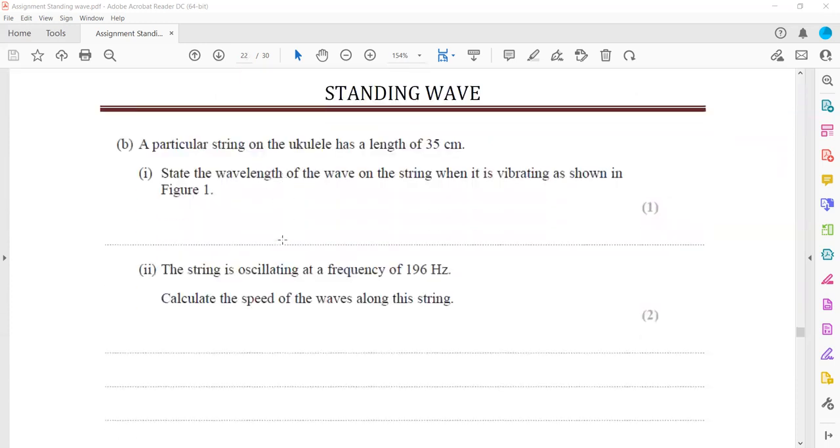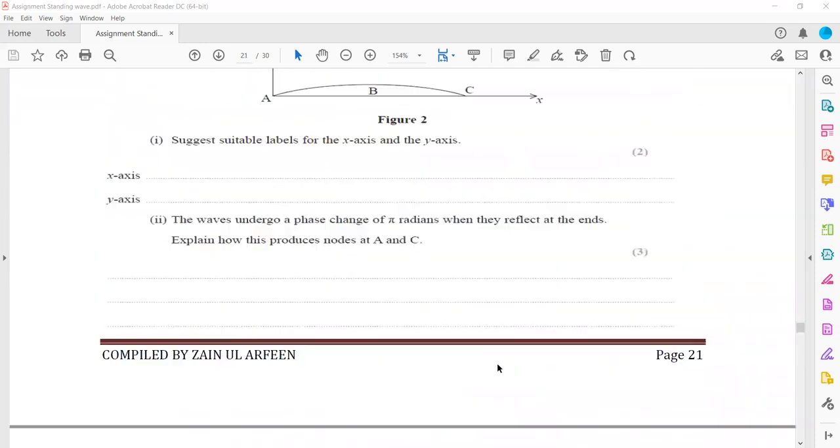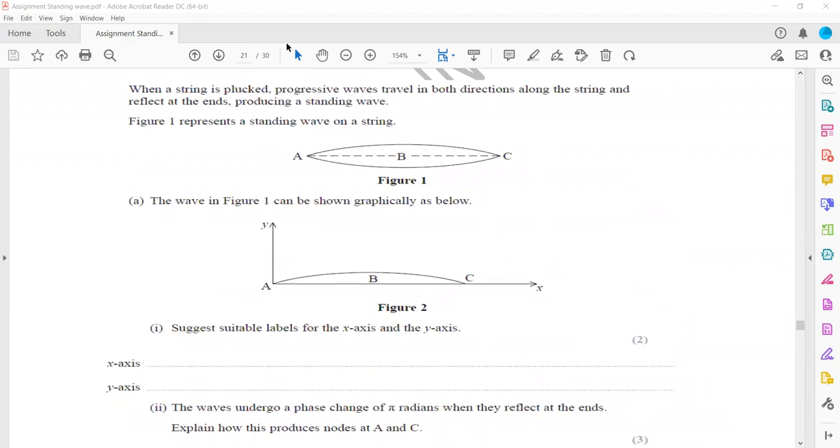Then a particular spring has a length of 35 centimeter. State the wavelength of the wave when it is vibrating as in the figure. So this length is 35 centimeter, but since the SI unit of length is meters, it is 0.35 meter. This is a node, this is a node. What is the distance between the two successive nodes in terms of wavelength?